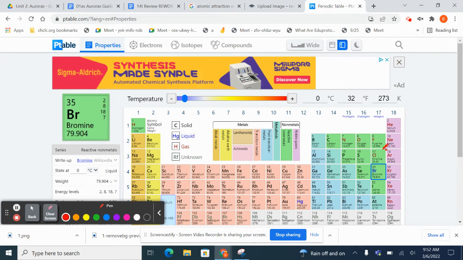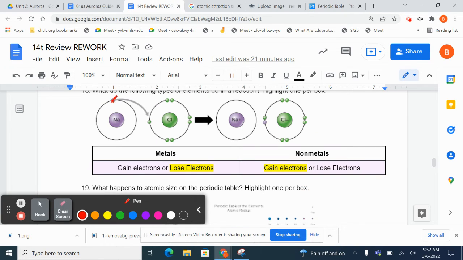And so, of course, then let's look at chlorine first before we go back. That is our nonmetal in this reaction that's happening here. So we can see here sodium is giving electrons to chlorine. So sodium is losing electrons, and chlorine, our nonmetal, is gaining them.